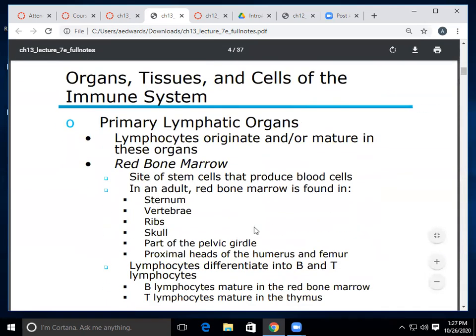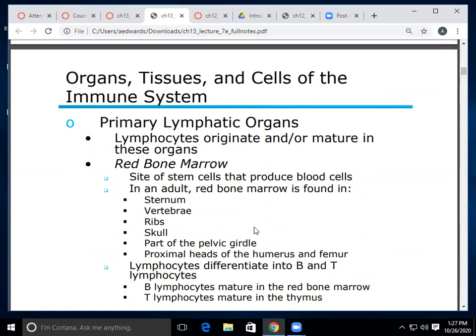All right, organs and tissues and cells in your immune system. So that sounds like the Wizard of Oz: organs and tissues and cells, oh my. For those of you who are awake, maybe y'all got that. I know this is not the most interesting topic in the world, but I'm trying to do what I can here, y'all.